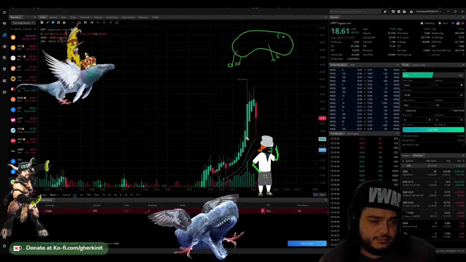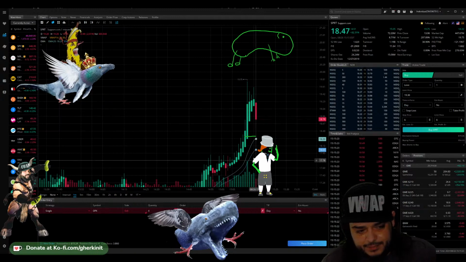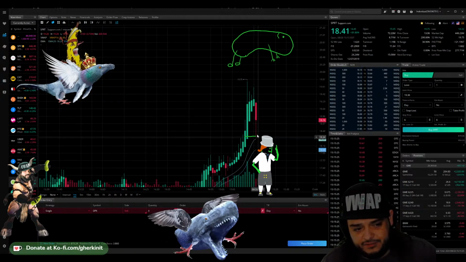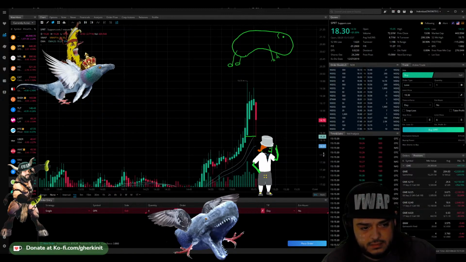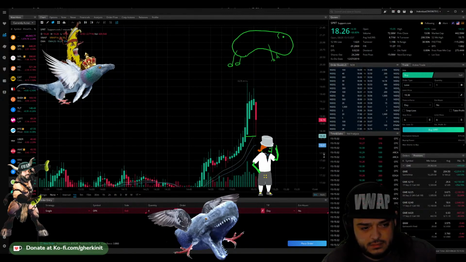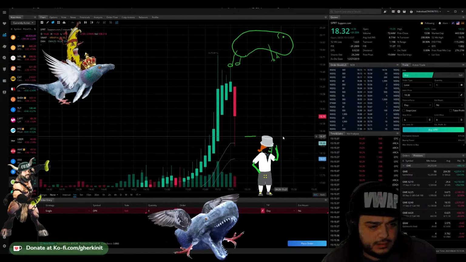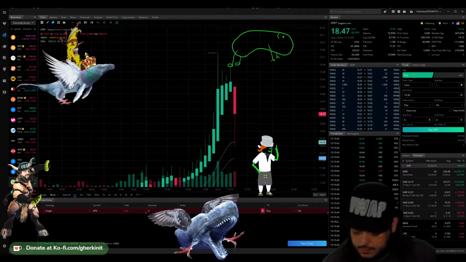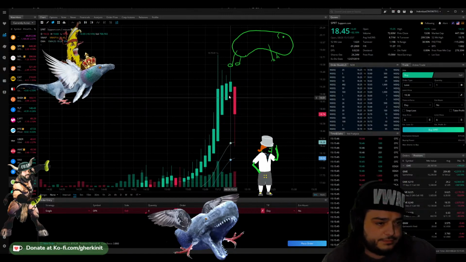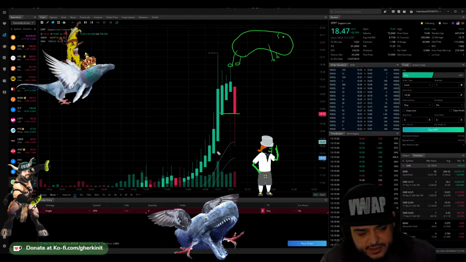So here's where your stop limit would be, right? Your stop. See how long the volatility wick is? Zoom in on that. So see this wick? You want your stop below that.